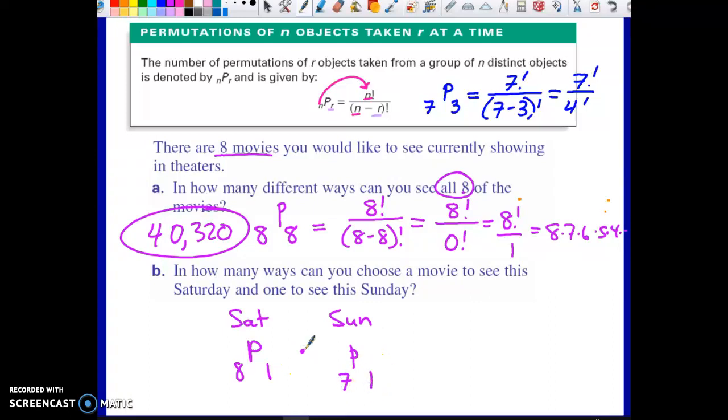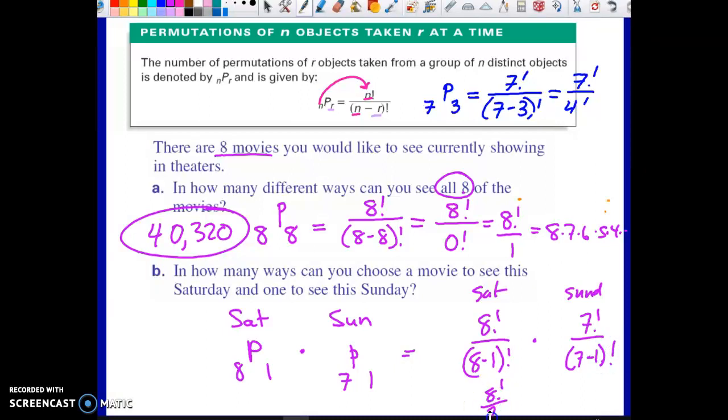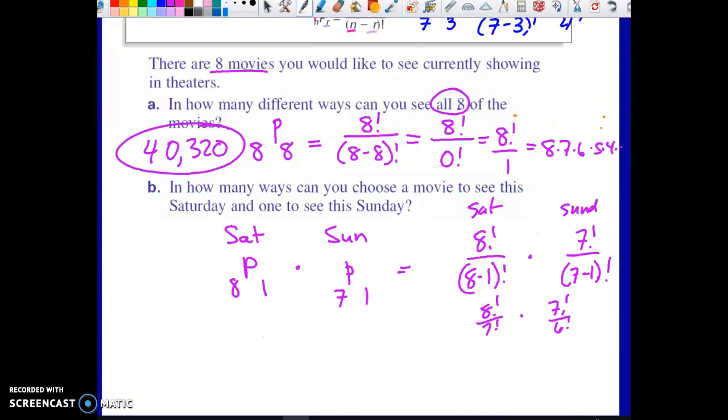So I have 8 permute 1 and 7 permute 1, which means that I have 8 factorial divided by 8 minus 1 factorial times, and that's Saturday. On Sunday, I have 7 factorial divided by 7 minus 1 factorial. So I have 8 factorial divided by 7 factorial times 7 factorial divided by 6 factorial. And just for the sake of time, I don't have a lot of time left in the video here, just know that I have 8 times 7 times 6 times 5 all the way to 1, divided by 7 times 6 times 5 all the way to 1. All those are going to cross out. I just have 8 times 7. So this is going to be 56 different ways.